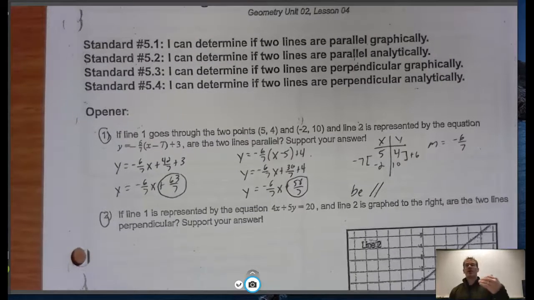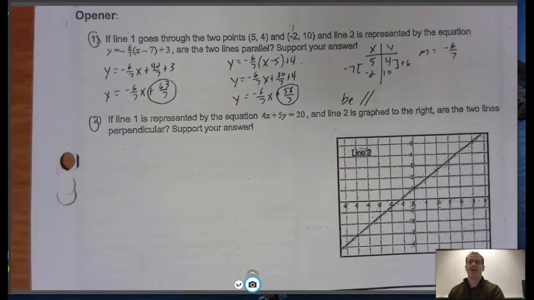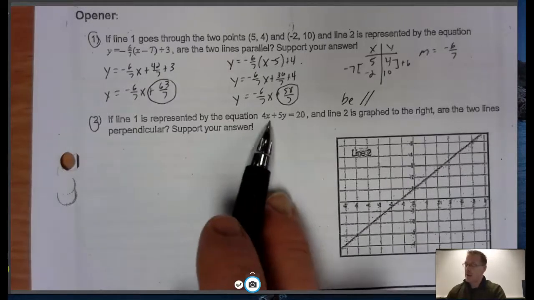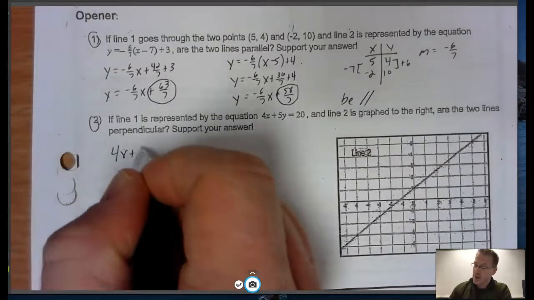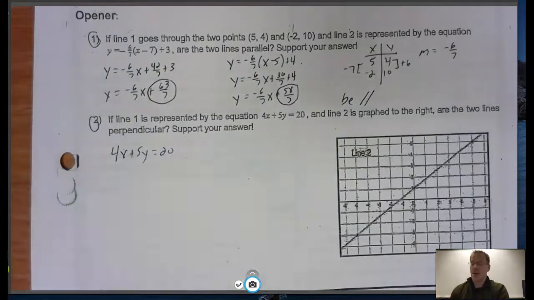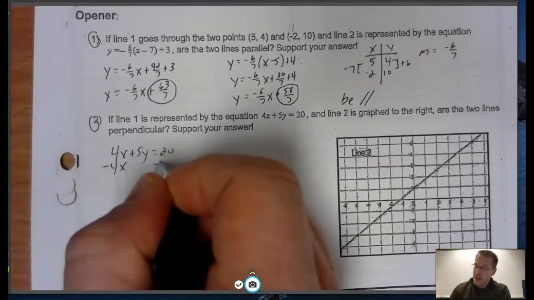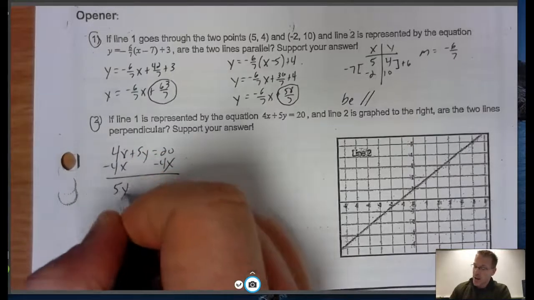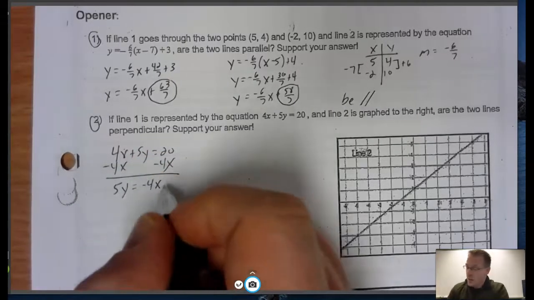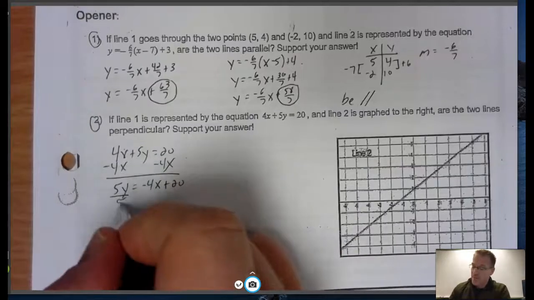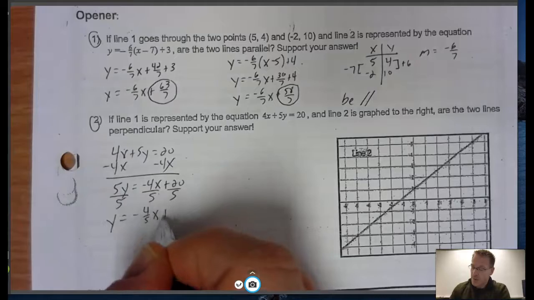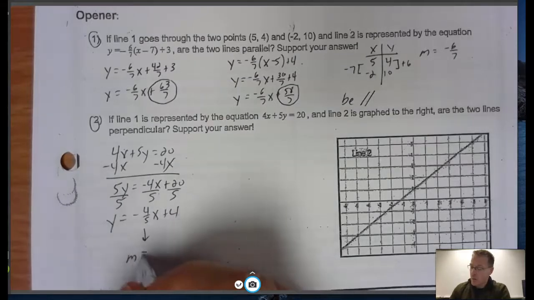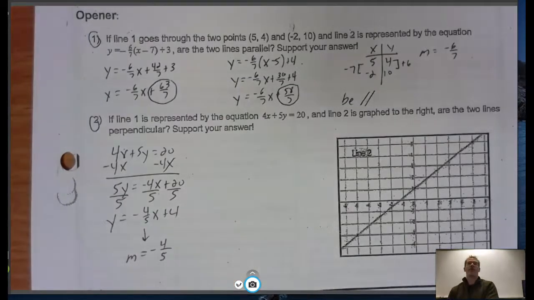We want to know if these are perpendicular to each other. When I look at this line, I have to do a little bit of work to find that slope. I'm going to subtract 4x from both sides, so 5y equals negative 4x plus 20. I'm going to divide by 5, and I get my line as y equals negative 4/5 x plus 4. So I can see that the slope for our first line is negative 4/5.